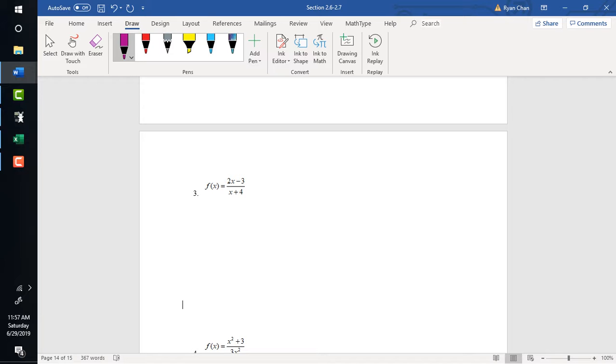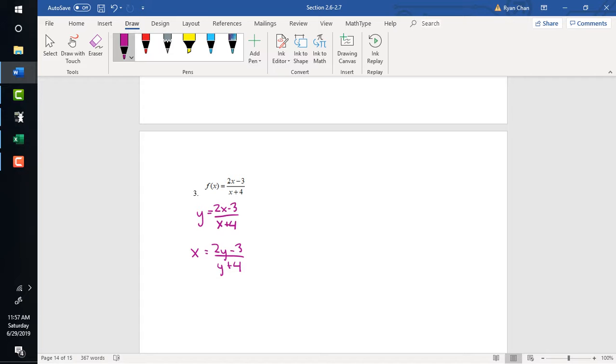Same thing, number 3. Number 3, we're going to do the following. I have y is equal to 2x minus 3 over x plus 4, and I'm going to change my x's and y's around. So x is equal to 2y minus 3 over y plus 4. Okay, and I'm going to solve for y.